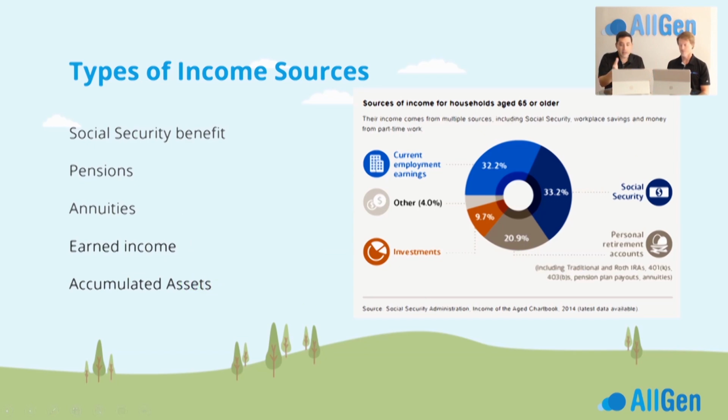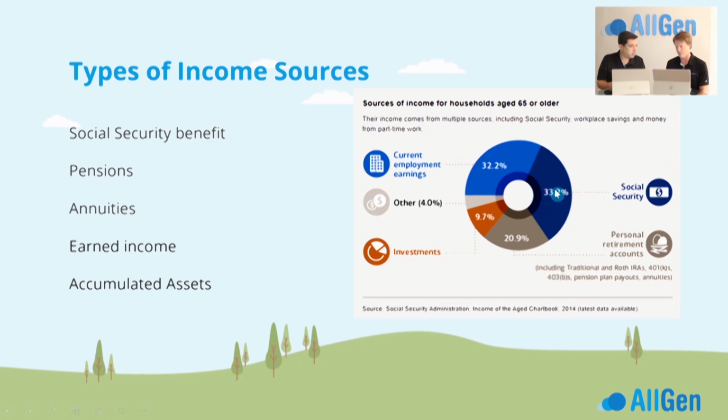Here's an interesting chart on the right, where you see the breakdown of income sources versus investments and personal savings. Something to keep in mind is this is the average 65-year-old and older. We don't necessarily aspire to be the average, so don't look at these percentages as what you think you're going to need, but more so in general, this is where people pull their income from in retirement.